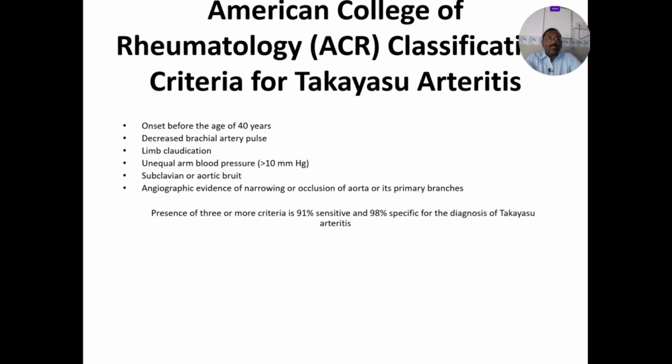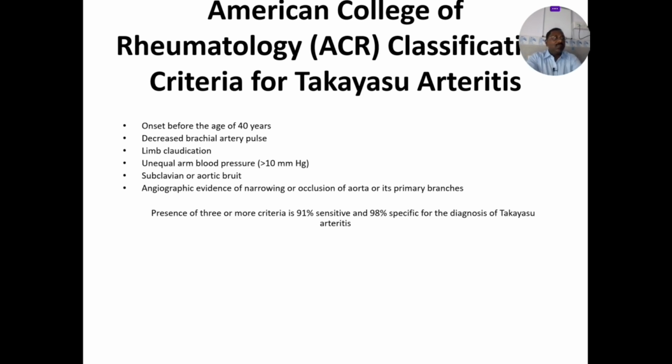ACR, American College of Rheumatology classification criteria for Takayasu arteritis. Onset before the age of 40, decreased brachial artery pulse, limb claudication, unequal arm blood pressures, more than 10 millimeters mercury difference between the right arm and the left arm, subclavian or aortic bruit, angiographic evidence of narrowing or occlusion of aorta or its branches. So aortogram is very, very important in Takayasu arteritis.